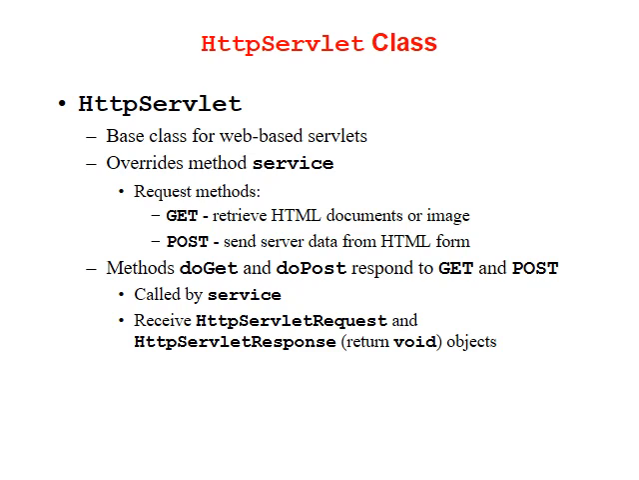this is the base class for web-based servlets. Override the service method and request methods. You do have get, which is used to retrieve an HTML document or image. The post method sends server data from an HTML form. Methods doGet and doPost respond to the get and post calls made by service. They receive HTTP servlet request and HTTP servlet response and return a void object. That means there is no return by the doGet or doPost method.